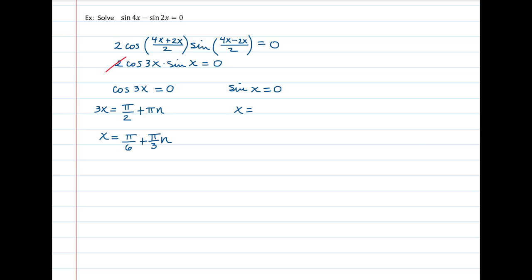On the other side, we have sine of x equal to 0, and sine is 0 at 0 and pi, and then it repeats every pi, right? 2 pi, 3 pi, and so forth. So our solution here is pi n, and there we have it.